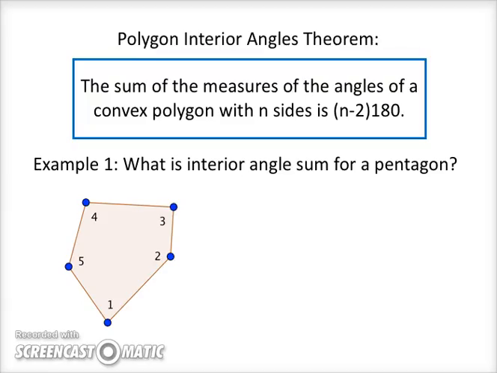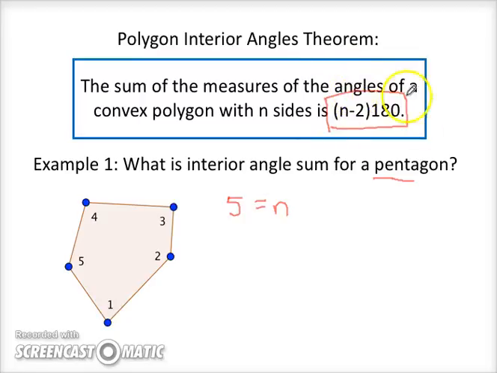Okay, here's your first theorem about polygons, and polygons' interior angles are the angles inside of each vertex. And the theorem simply says that the sum of the measures of the angles of a convex polygon with n sides is equal to this expression here, n minus 2 times 180. So just to do a quick example, this figure here is a pentagon because we have 5 sides. So for this figure, 5 equals n.